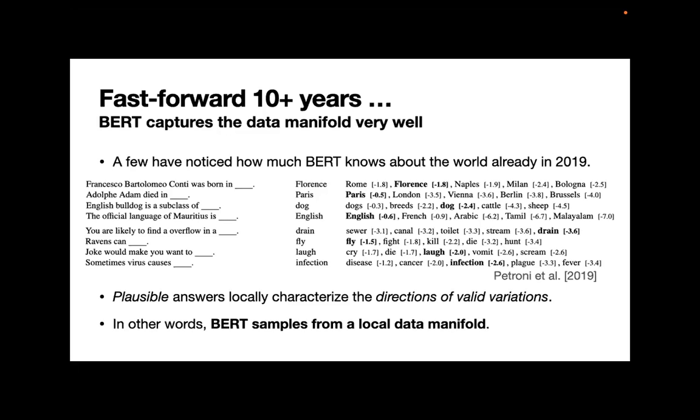And then what BERT returned was disease, cancer, infection, plague, fever, all of which are reasonable, both in terms of semantics, but also in terms of well-formedness. It's not going to give us, let's say, suddenly "my" or "oh" or "no" or anything like that. In other words, these are the kind of qualitative examples that tell us that BERT, the masked language model, samples from this local data manifold.